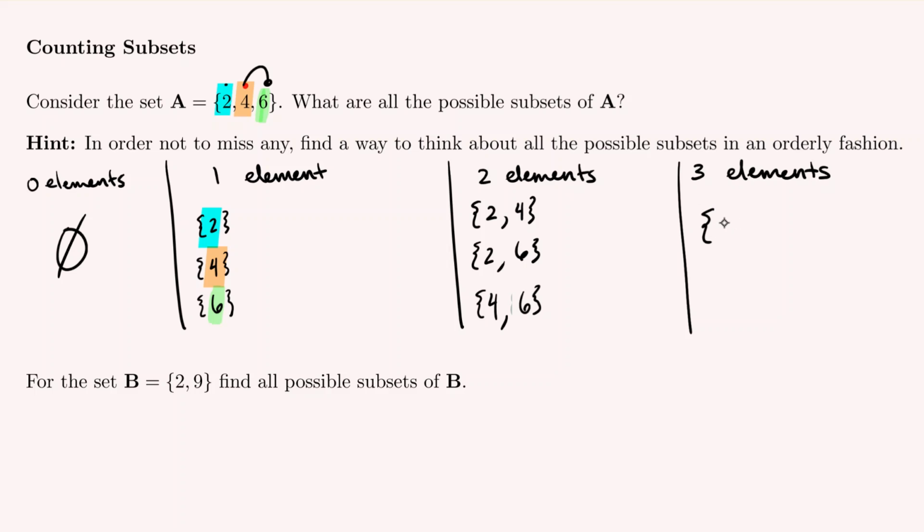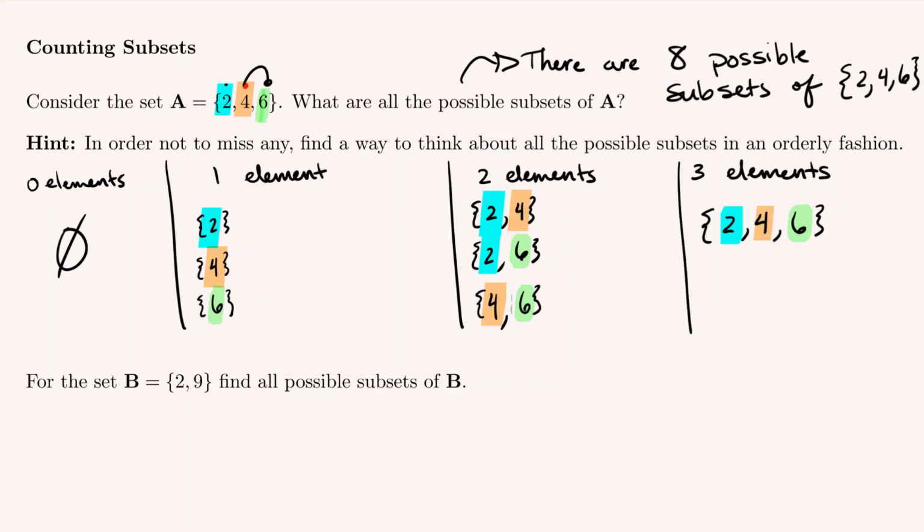And the only subset with 3 elements is the set A itself, 2, 4, 6. So how many possible subsets are there? 1, 2, 3, 4, 5, 6, 7, 8. And it does not matter that my elements were 2, 4, and 6. Any set that I started with that had 3 elements in it will have 8 possible subsets.